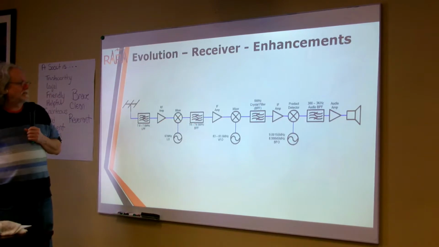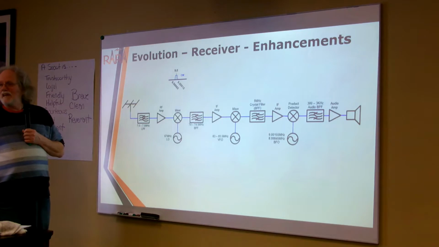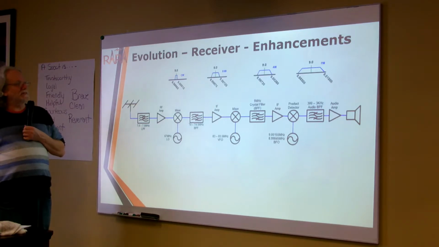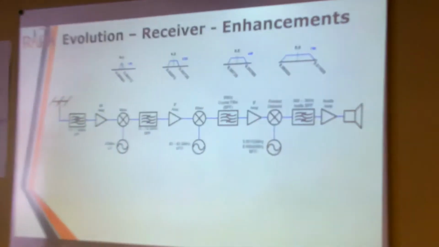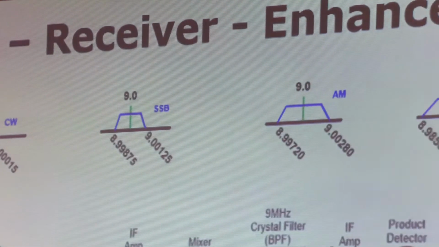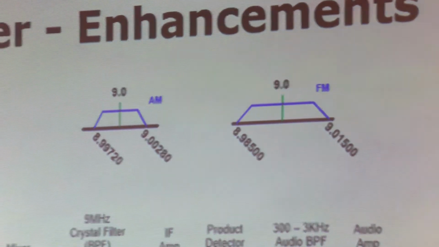So there's the receiver, and now there's some quick enhancements as time went along. We got a CW filter, sideband filter, AM filtering, FM filtering, and if you're familiar with old radios, you can get different flavors of this, 200 hertz, 300 hertz, 50 hertz, or something like that. Everybody tried to improve the radio by improving the hardware.